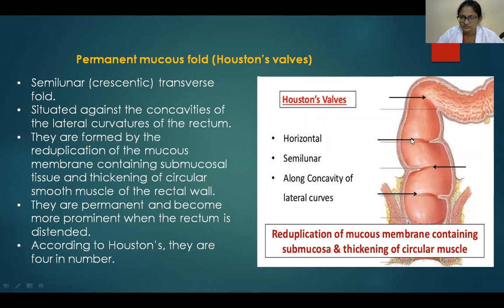These permanent mucosal folds are called Houston's valves. How are these arranged? These are arranged in a horizontal manner, whereas temporary folds are arranged in a vertical manner. These are concentric or semilunar in shape, and they are placed along the concavity of the lateral wall.